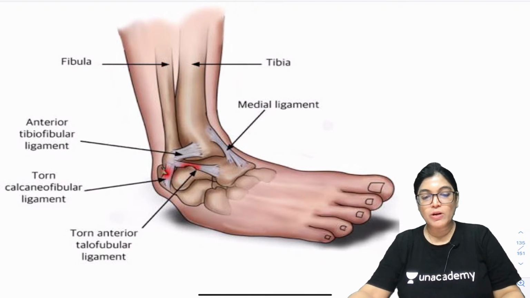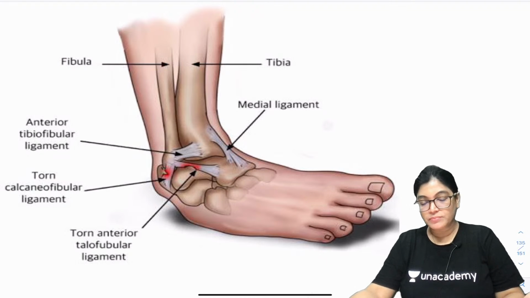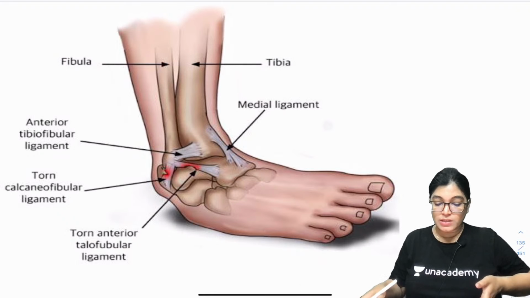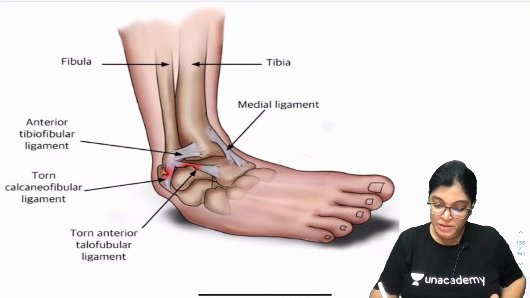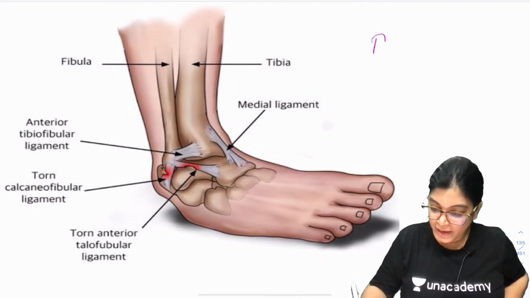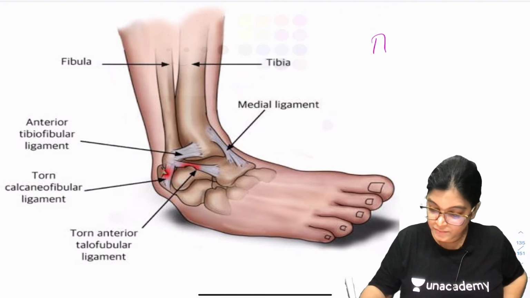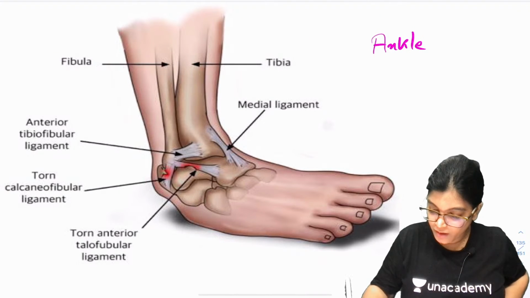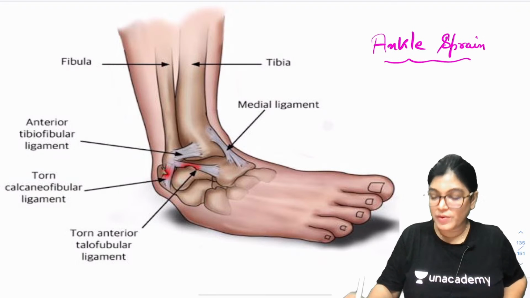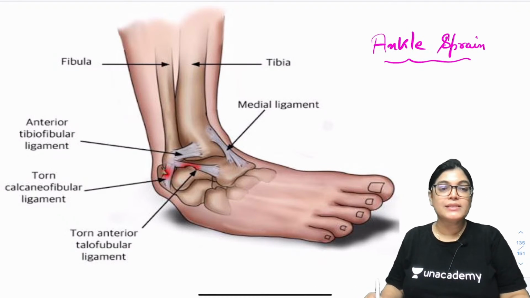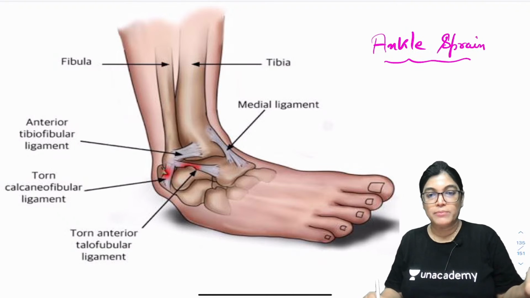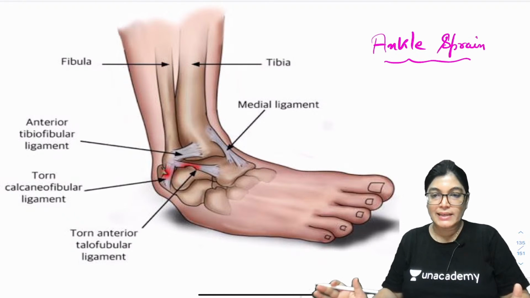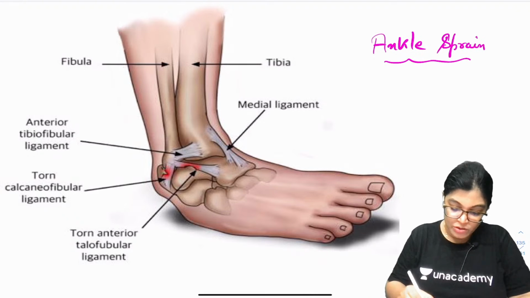When we are talking about applied anatomy, it consists of the following important aspects. One is the ankle sprain. Ankle sprain is more common on the lateral ligament. We have a strong medial ankle ligament, that is the deltoid ligament, so it is common on the lateral aspect.